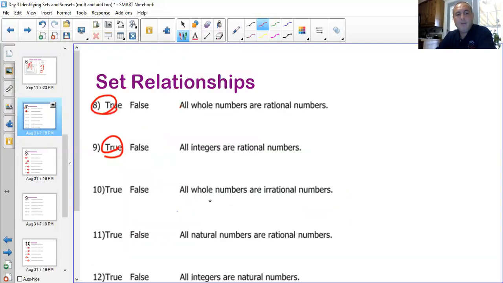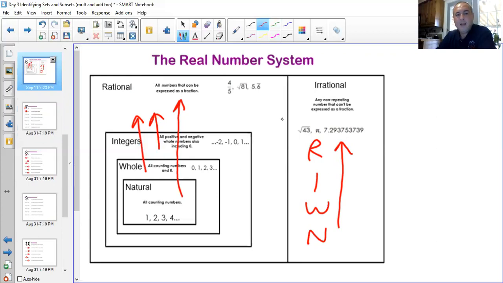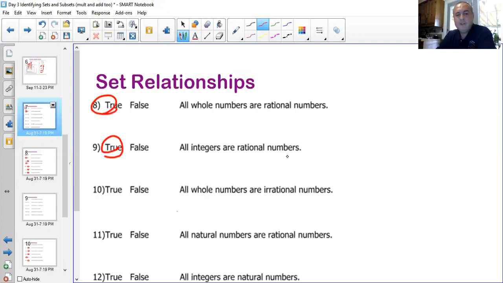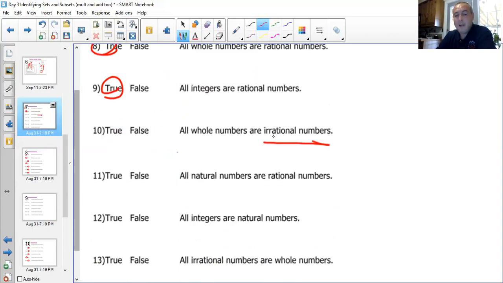Then we got all whole numbers are irrational numbers. Whole numbers to irrational. No. Once you see this irrational, it's not always going to be false, but when it's irrational numbers with other numbers, remember, they don't play nice together.